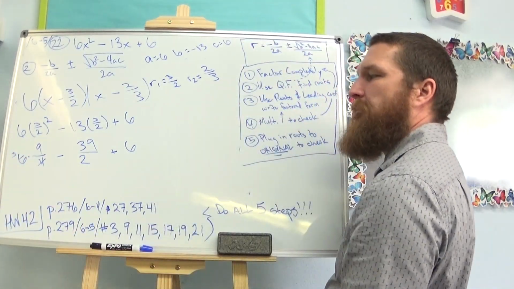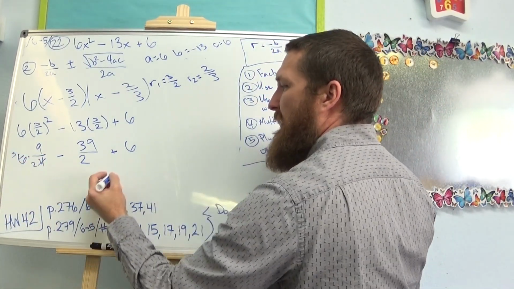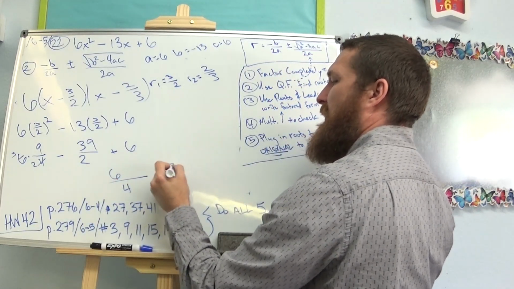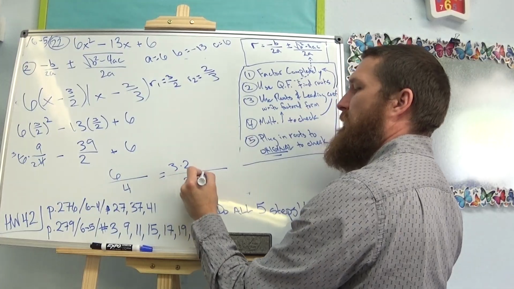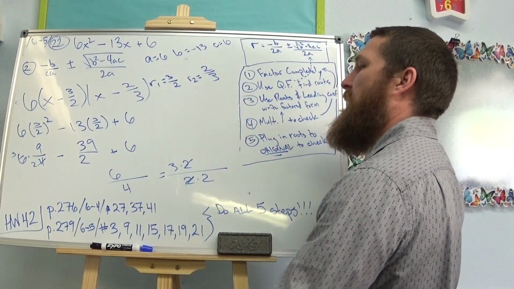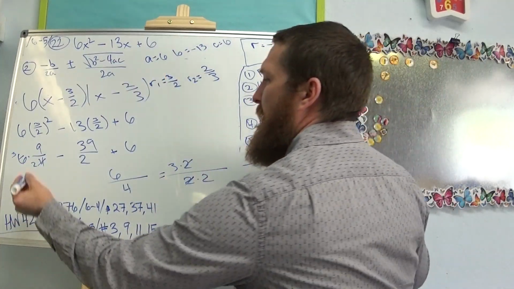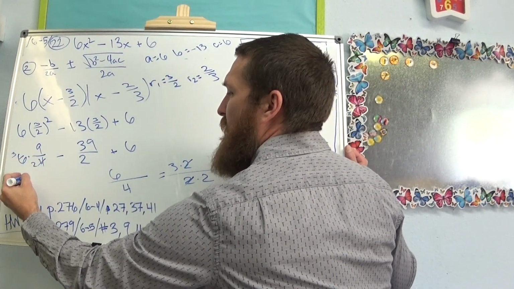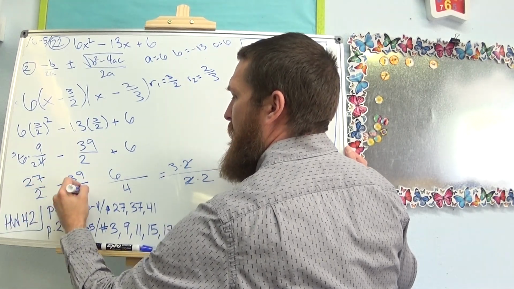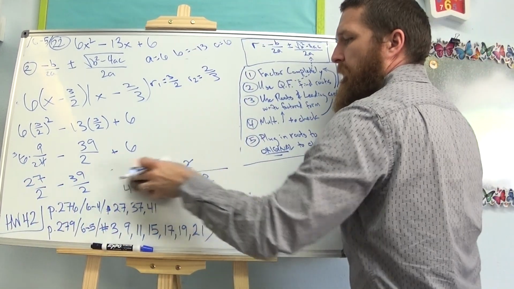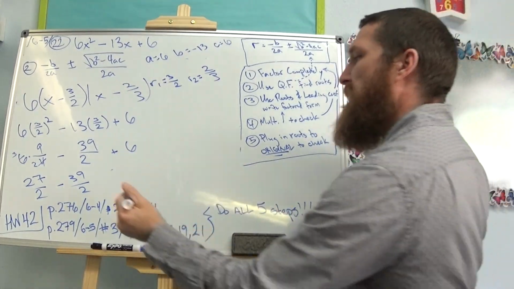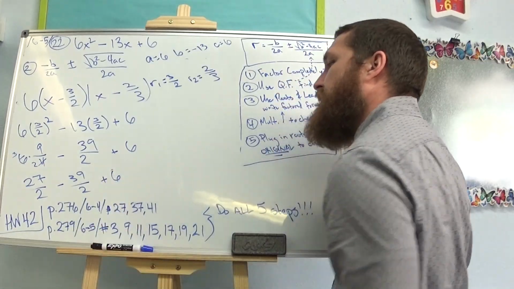Yeah, does that make sense? I did 6 in the numerator, 4 in the denominator. I said that's the same thing as 3 times 2. The bottom is 2 times 2, and then I canceled the 2's. Leaves me a 3 in the numerator and a 2 in the denominator. So we have 3 times 9, which is 27 over 2, minus 39 over 2. That was fast and furious. Did you guys get that? Yeah. Okay, so plus 6.